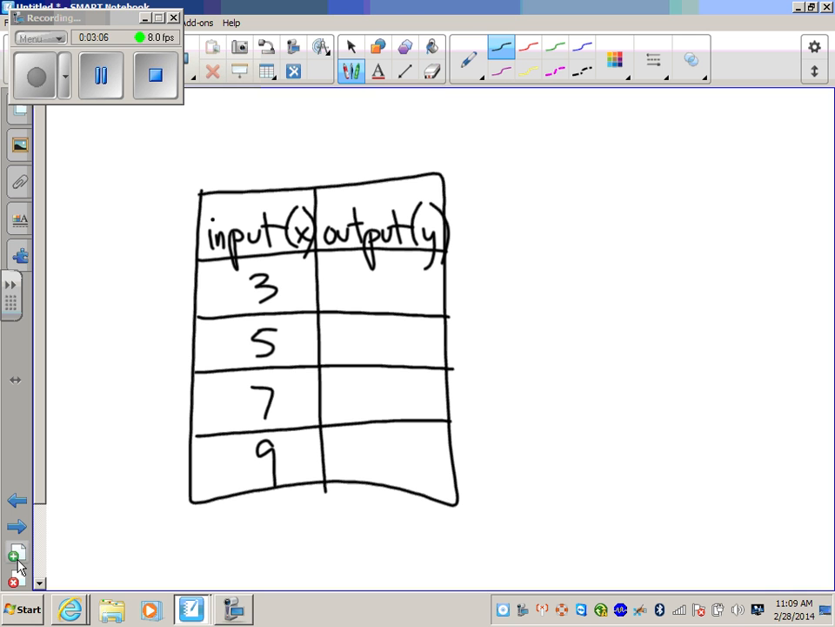Your input is usually going to be represented by the letter X, or if they use other letters, it's usually the first one in alphabetical order. So if you had an input of A, your output's going to be B. If you had an input of M, your output will be N. Alphabetical order.